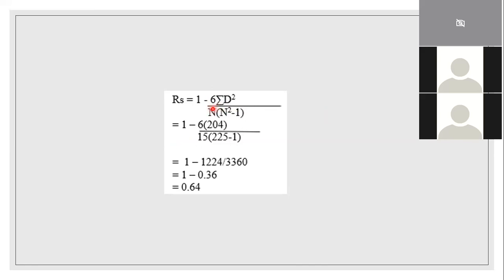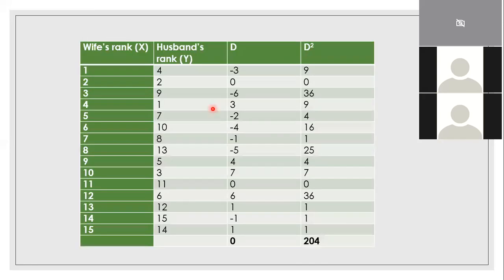So D is what we get when we subtract these two columns. So it's y minus x, basically. The rank in this column minus the rank in the first column. Sorry, it's x minus y: the rank in the first column minus the rank in the second column. So it's x minus y that gives us d.